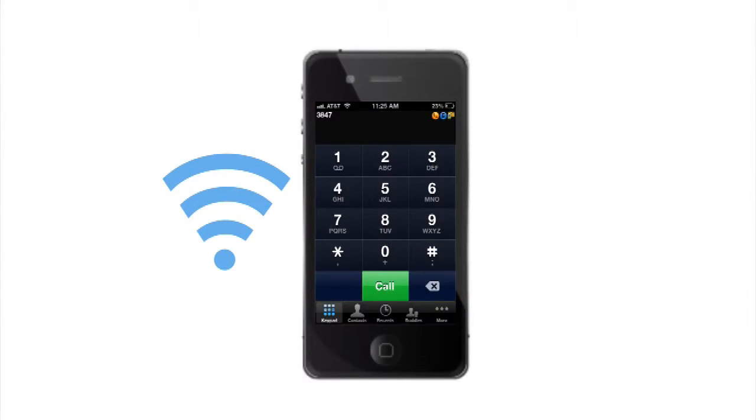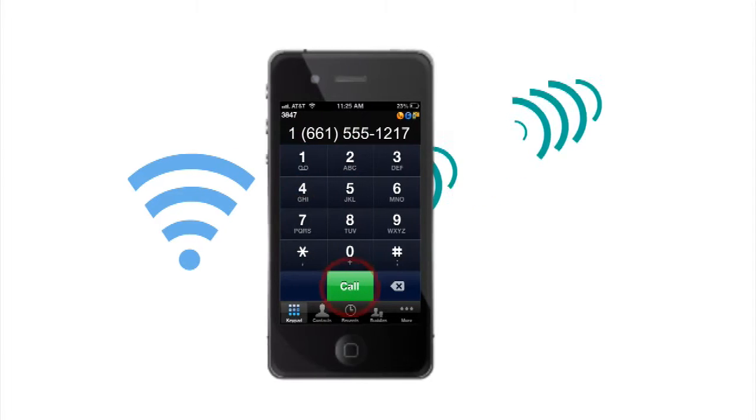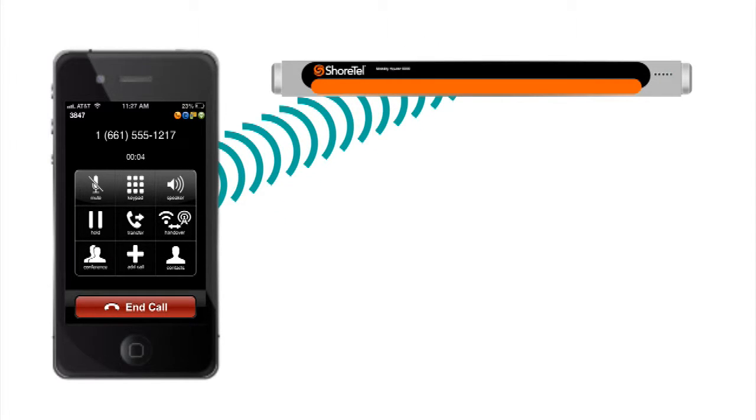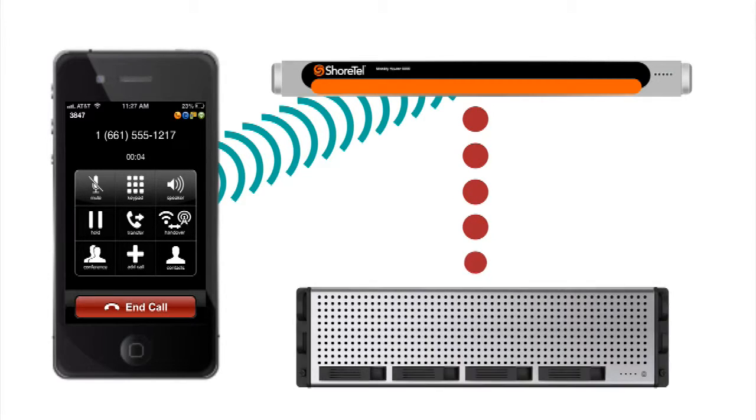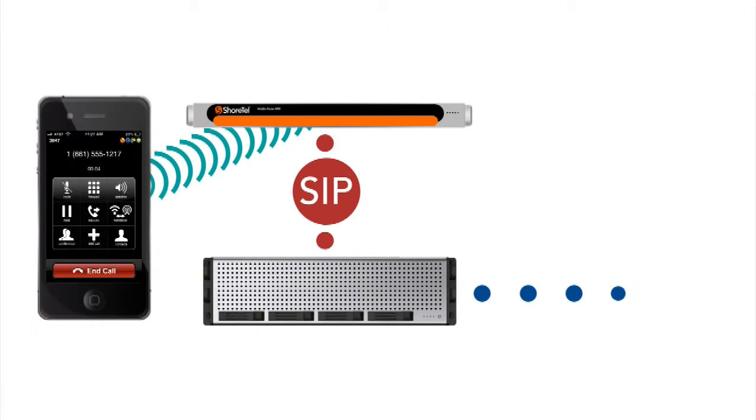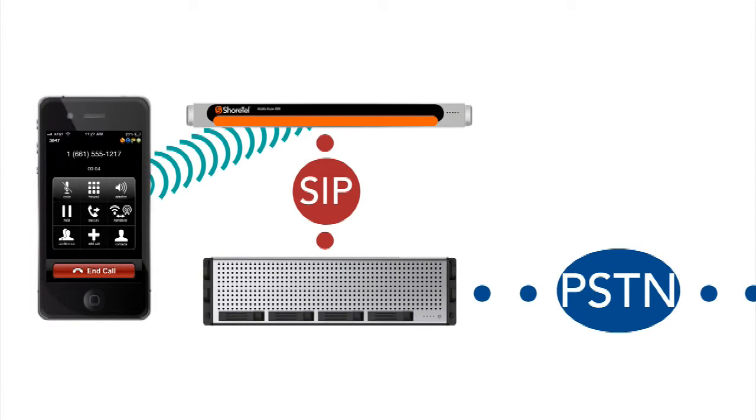Here's my iPhone with ShoreTel Mobility running on it. As you can see, I'm placing a call over a Wi-Fi network. When I place this call, the Mobility client sends call setup messages to the Mobility Router, which in turn sends them to the PBX via the SIP line interface. The PBX will then route the call via the PSTN, just as it would when placing a call from the desk phone. The person receiving this call will see my business desk phone number and not my mobile number.